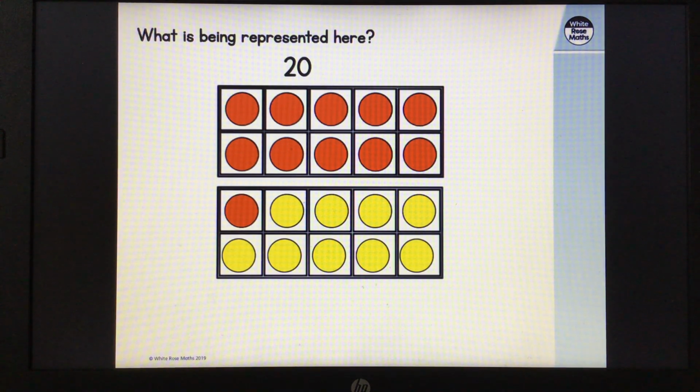So I could have 20, but I also know that 20 is equal to 11 plus 9. We didn't take any away, none were removed, were they? So there's still 20 altogether, that's the whole. I've got 11 red ones and 9 yellow ones. So 20 is equal to 11 plus 9. Is there another way we can write that? Yes, that's right. We can have 20 is equal to 9 plus 11. It doesn't matter if the red counters come first or the yellow counters come first. It's still 20.